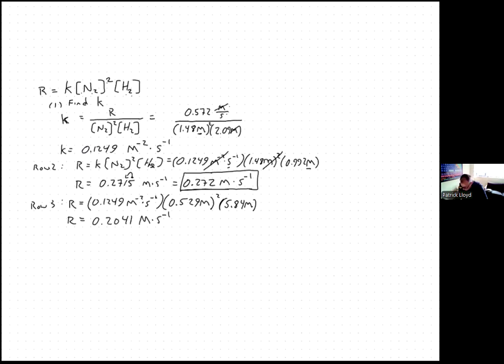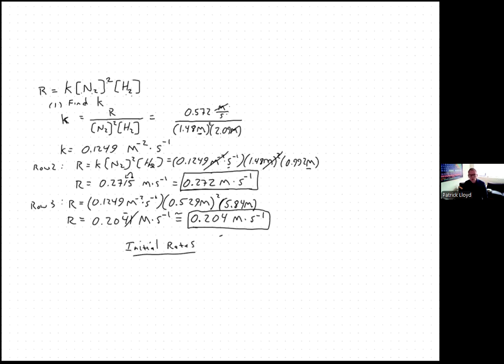But again, they request 3 significant digits. So this is our last digit right there, that third one. So this is less than 5, so we just truncate the 1. It's really approximately equal to 0.204 molarity per second, right? Per second, meaning s to the minus 1. Okay? So again, these are initial rates. These are how fast the reactions are going to go at the beginning of the reaction. They will go slower later on.